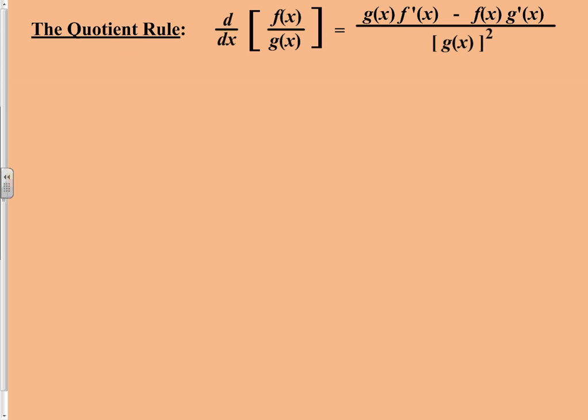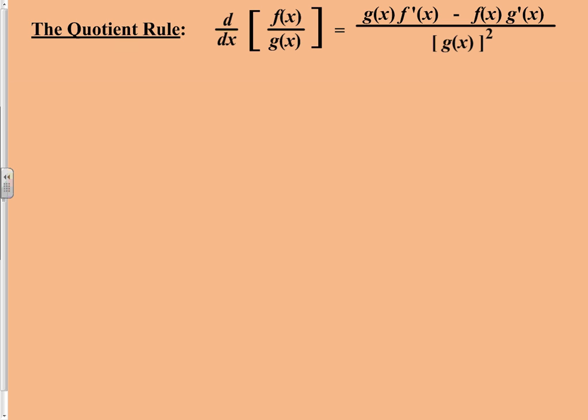The definition says you're going to take the denominator, function in the denominator, and multiply it times the derivative of the numerator's function. From that, you subtract the numerator's function times the derivative of the denominator's function, and that is all over the denominator's function squared.